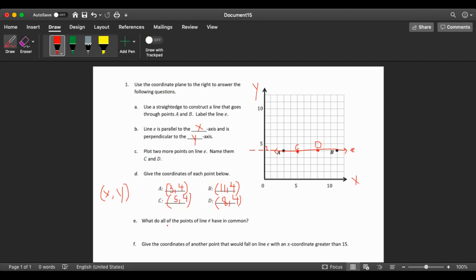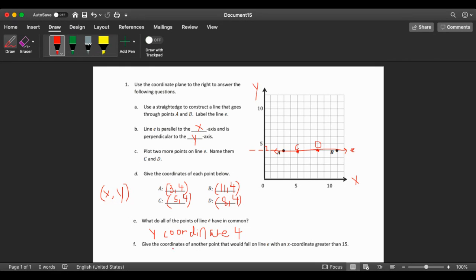All right, so they're asking, what do all the points of line E have in common? Well, if you look at each coordinate, they all have a y coordinate of 4, which makes sense because it's parallel 4 units away from the x-axis. So they all have the same y coordinate. Oof, sorry again. This is just not looking nice. I need one of those pens. I need like an iPad and then one of those pens that you can write on. I'm using a trackpad. It's not nice. Y coordinate of 4.